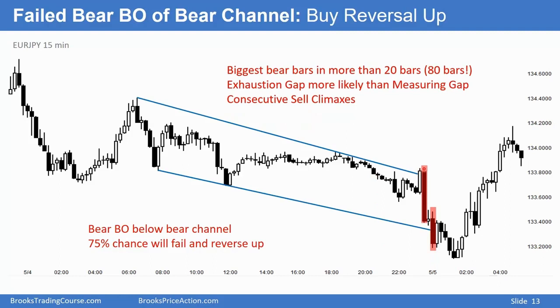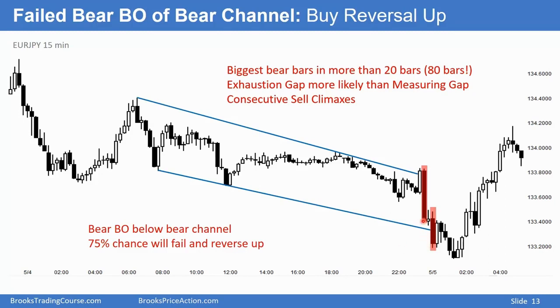The biggest bear bar in more than 20 bars, in fact, the biggest bear bar in 70 or 80 bars, more likely an exhaustive end of the trend. Sometimes you get one more sell climax before you get the reversal. Big sell climax, a consecutive sell climax. The market probably will reverse fairly soon.